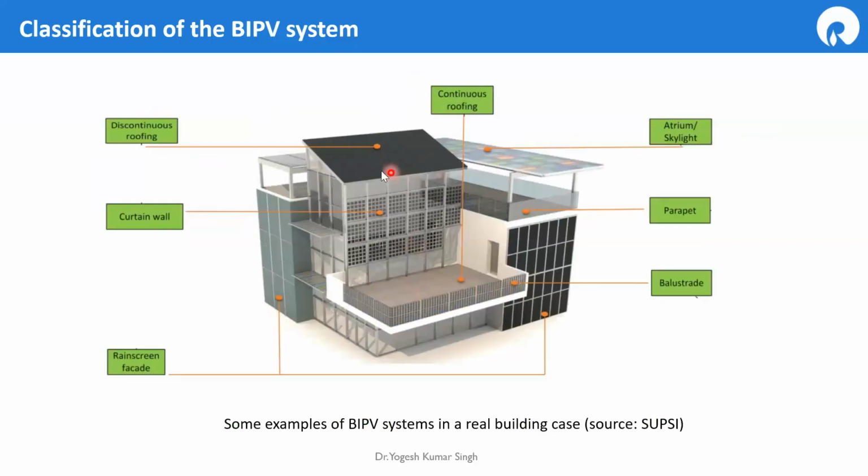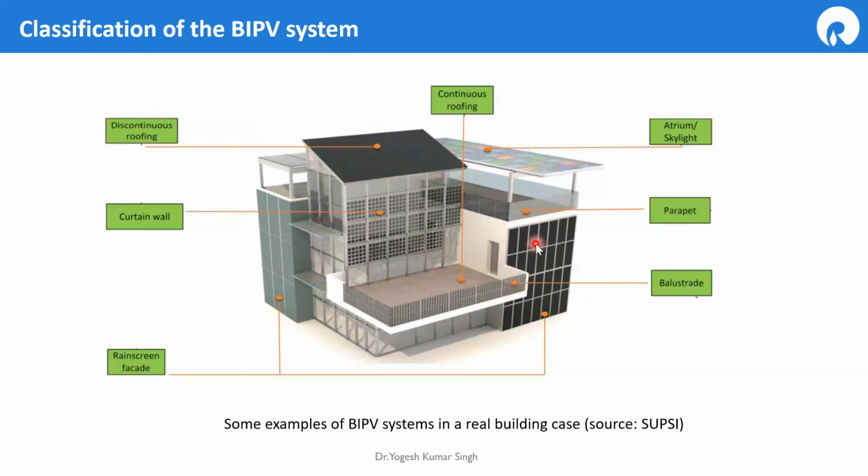Now, this is a typical example of the BIPV system. So you can see that this is the discontinuous roof. So you can utilize the system in this particular area. If you're using the BIPV in these places, this is called the continuous roof. If you're talking about the skylight, in your gallery or somewhere, you can also utilize the BIPV system. If you're talking about the parapet, you can also utilize the BIPV system from there. Then the blue street, you can also utilize the BIPV system from here.